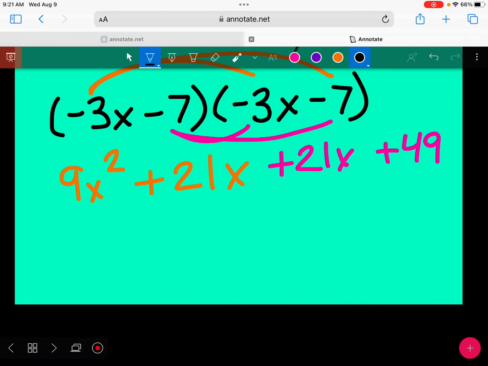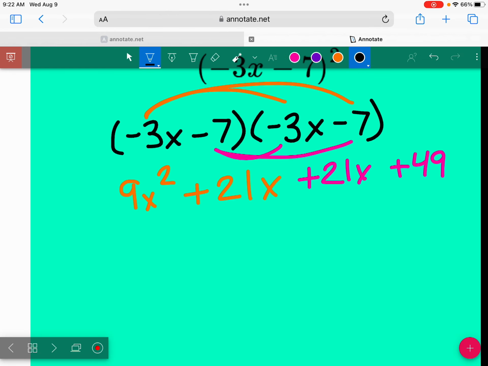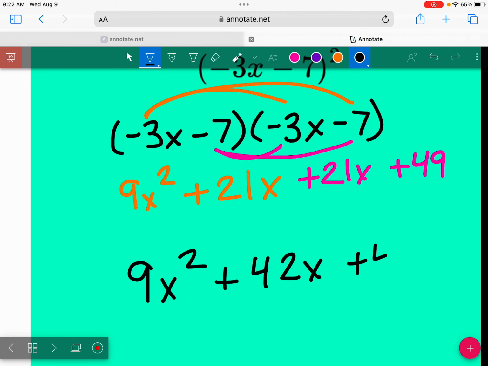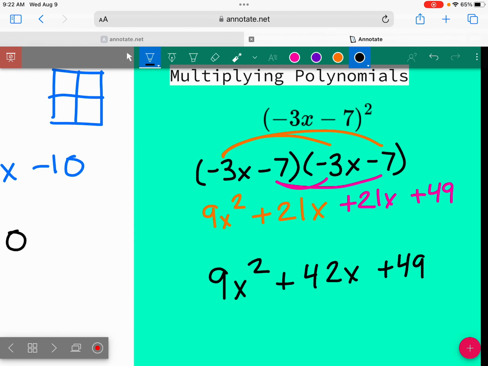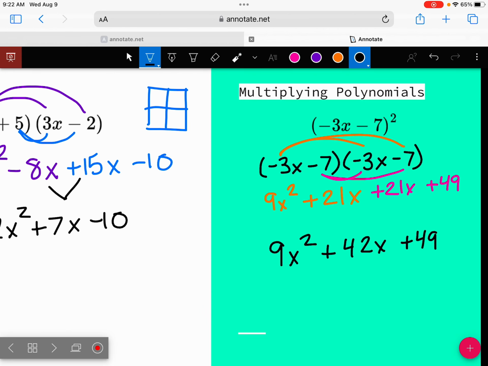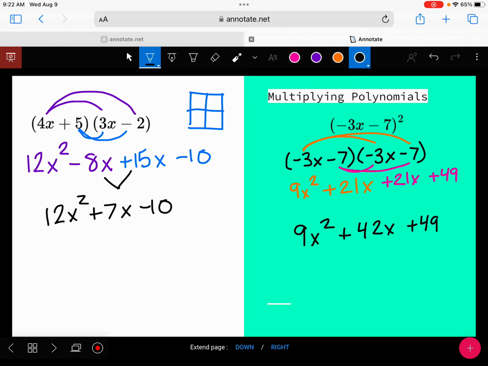So again, we need to combine our like terms. Ooh, I guess we can see, we've got our 9x squared plus 42x plus 49. Especially when we're working with binomials, the more steps we can skip, the easier it's going to be to keep up with these giant problem sets that we have, okay?